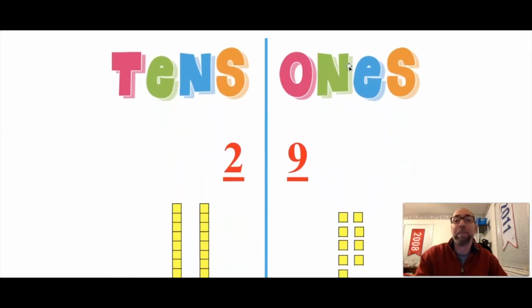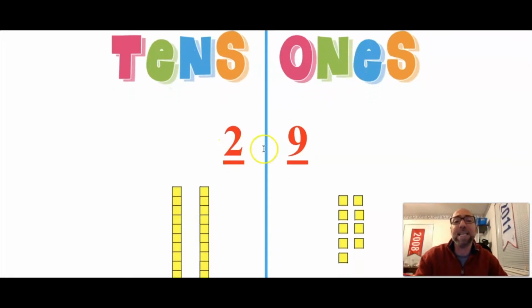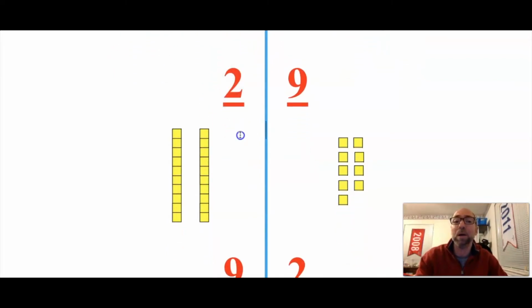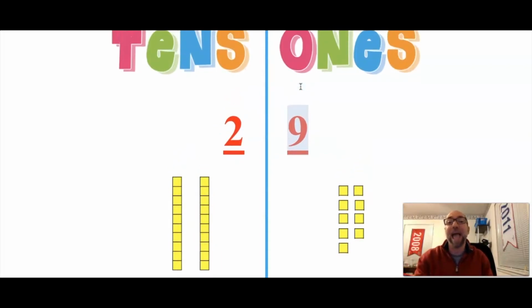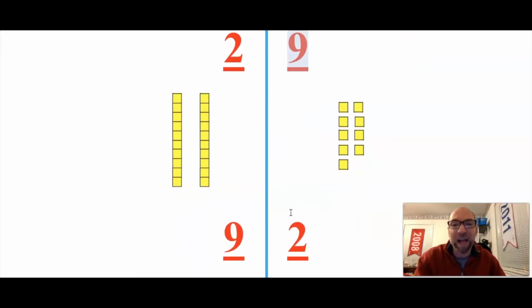So you might remember that we have our tens place and we have our ones place. And just to remind you, I could have the number 29. Now the tens place means we have 2 longs, 10, 20. And the 9, which is in the ones place, means that we have 9 cubes. 1, 2, 3, 4, 5, 6, 7, 8, 9. So we have 10, 20, 29.